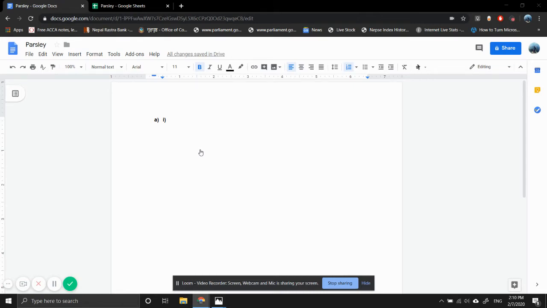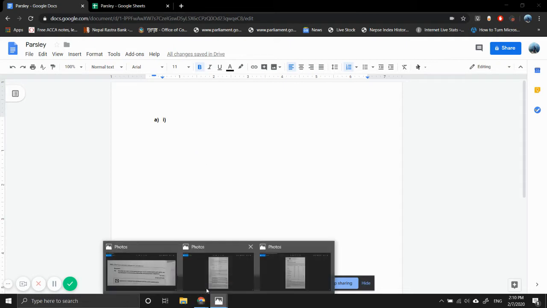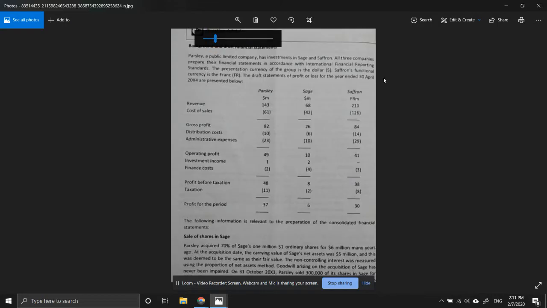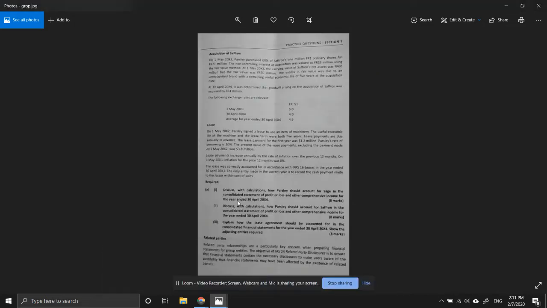So in this particular session we will be discussing question number 10 of SPR's exam kit. What we are given is SOPL, and some of the investments are in foreign currency, as in the case of Saffron, and Sales is our subsidiary, I guess. In the first requirement, we are required to discuss with calculation how Parsley should account for Sales in the consolidated statements of SOPL and OCI for the year ended 30th April 20x4, right?